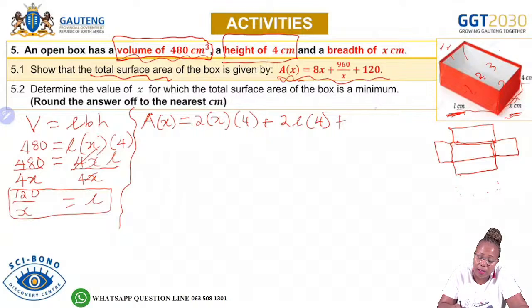And then plus, we can't say 2 now. For the bottom and top, we can't say 2 because the top part is open. So we'll have only 1, which is the bottom one. So with the bottom, we have L by x there.